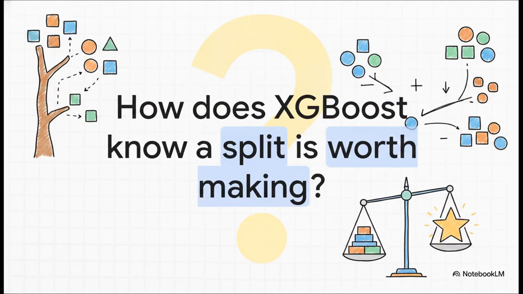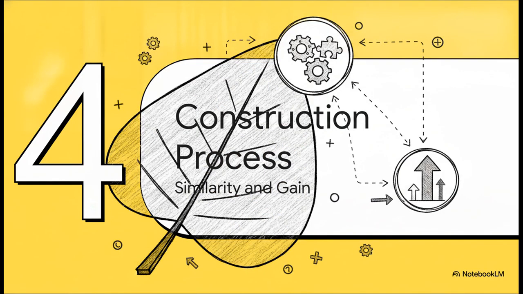With this incredible navigation system in place, the algorithm begins building out its decision trees. But as it's building, it constantly faces a choice. It literally has to ask itself, is adding a new branch and splitting this data actually worth the effort? Let's look at how it answers that in section 4, the construction process. Similarity and gain.